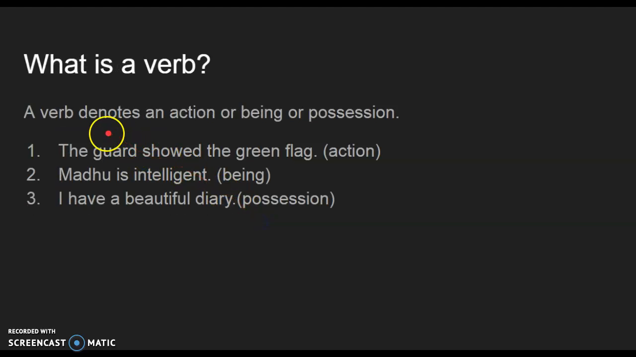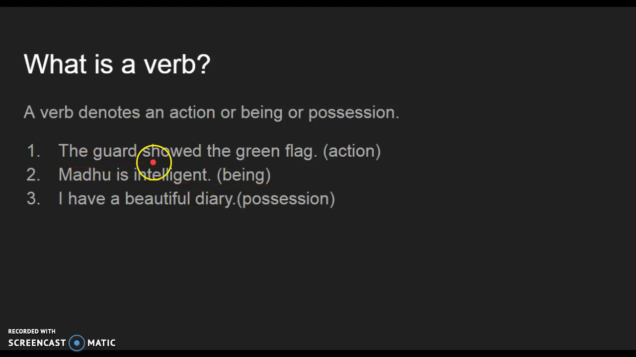A verb denotes an action, a being, or position. We generally feel an action is called a verb, but it is not so. The being, the position are also verbs.